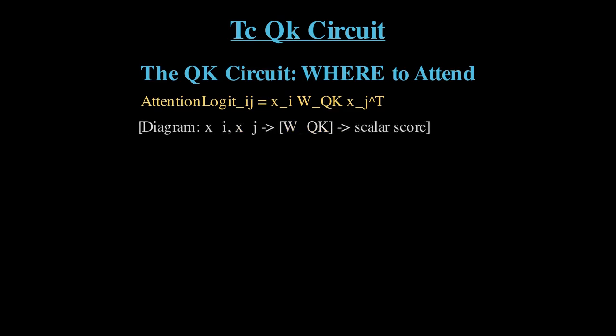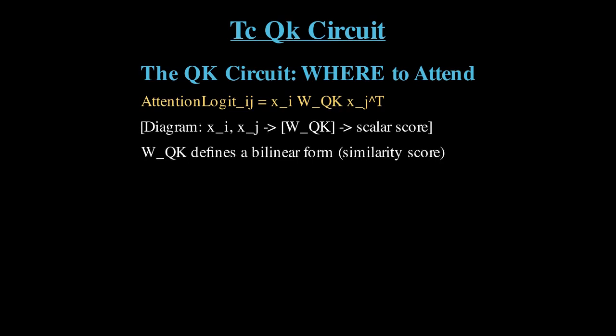First up is the QK circuit, which is responsible for where information moves. The attention score from a source token j to a destination token i is computed by this bilinear form. The logit before softmax is simply x_i times the matrix W_QK times x_j transpose. So, W_QK acts as a learned similarity metric on the residual stream. It takes two vectors, one from the destination position and one from the source position, and computes a single scalar score. A high score means the head wants to move information from j to i.